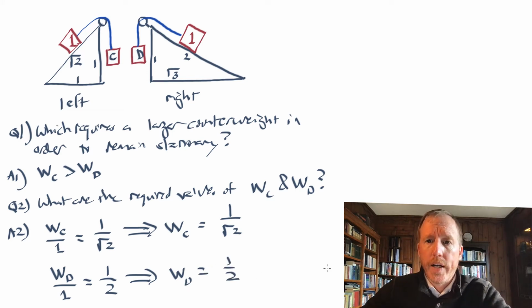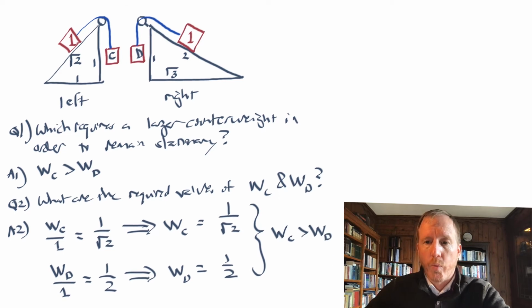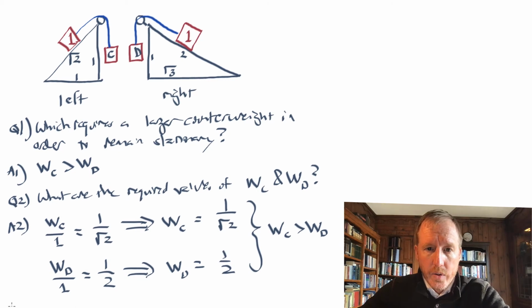So you see right away that weight C, this is consistent with our intuition that the weight of block C is going to be greater than the weight of block D, because 1 over root 2 is bigger than 1 over 2. Okay, let's go on to the next question.